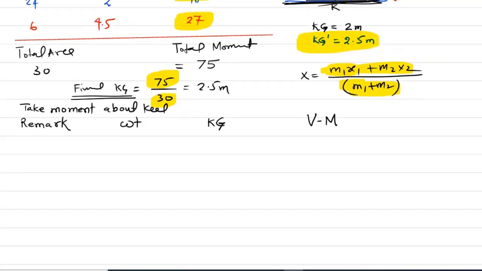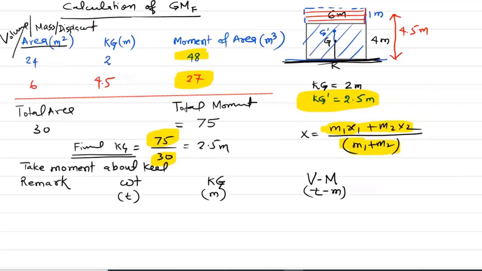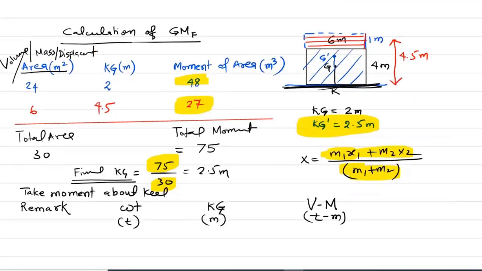Okay, so here the weight is in tons, KG is in meters, and this unit is in ton-meters. So I am saying you have taken the moment of area, right?